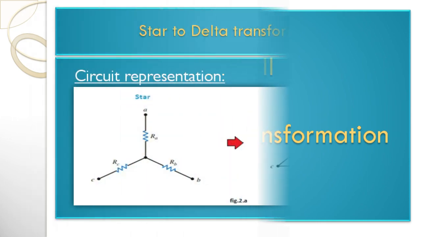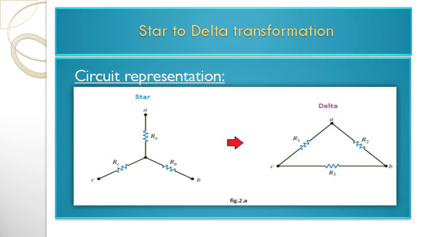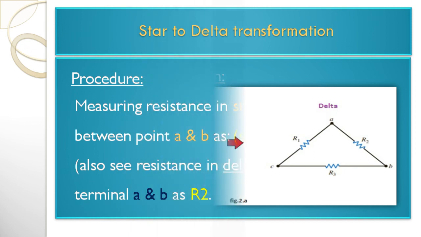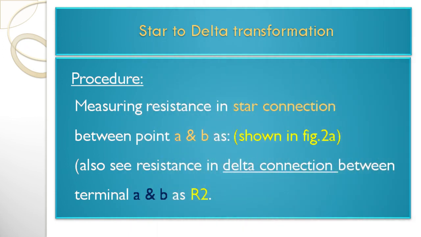Star to delta transformation circuit representation. See the star network terminals labeled as A, B, C and using resistances RA, RB and RC respectively. We have to transform star network into delta network. Again, label the delta network terminals as A, B, C with resistances R1, R2 and R3 respectively as shown in figure 2a.